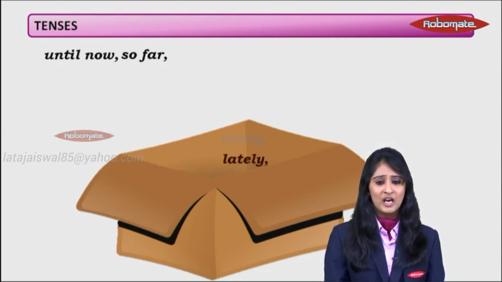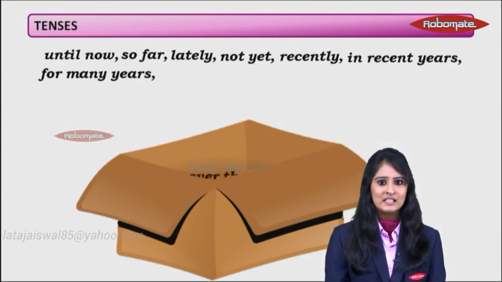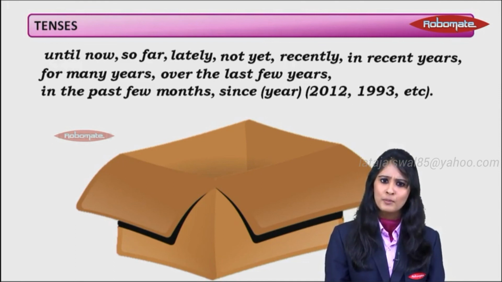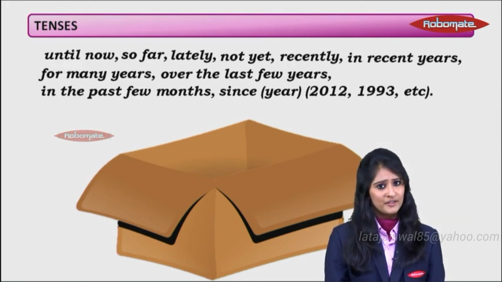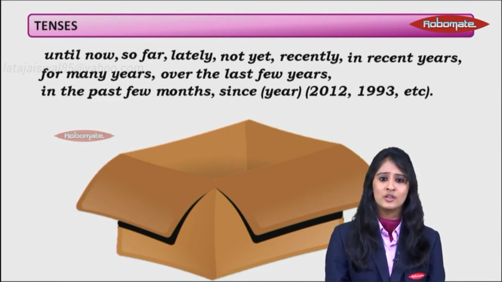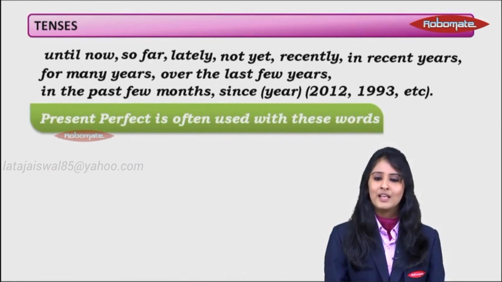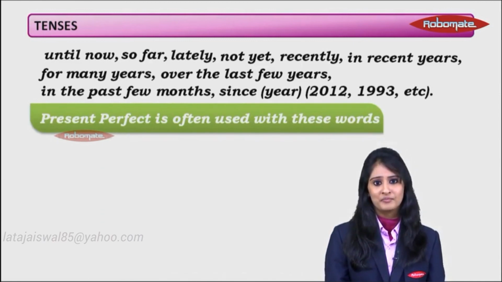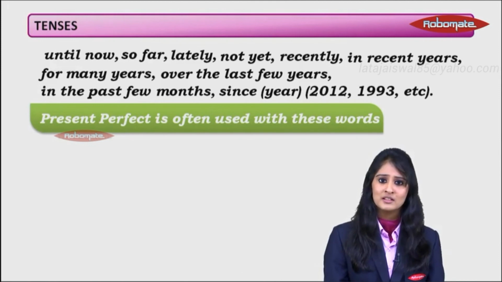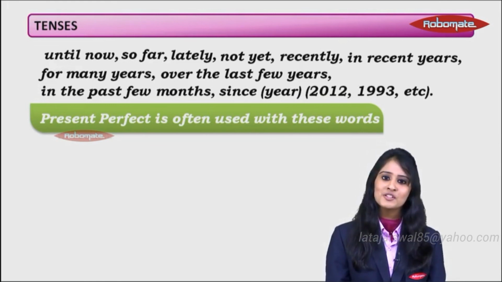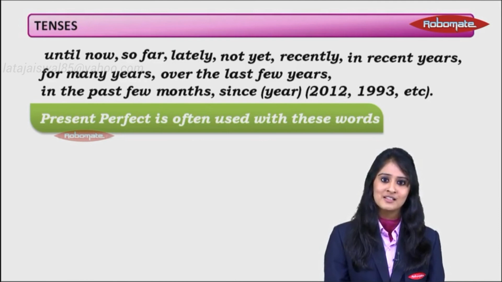The words like until now, so far, lately, not yet, recently, in recent years, for many years, over the last few years, in the past few months, since and the year, for example, since 2012, 1993, etc. All such words are used with the present perfect tense. So whenever you identify such words, please look at the formation and see, probably there is a present perfect tense. So students, we are through with the topic tenses. Thank you so much.